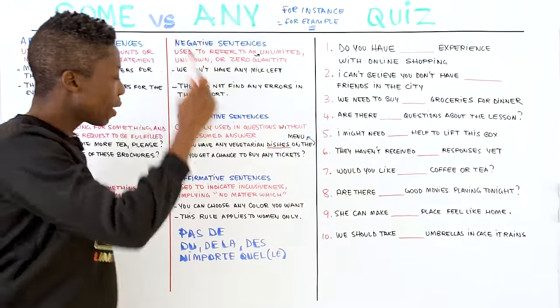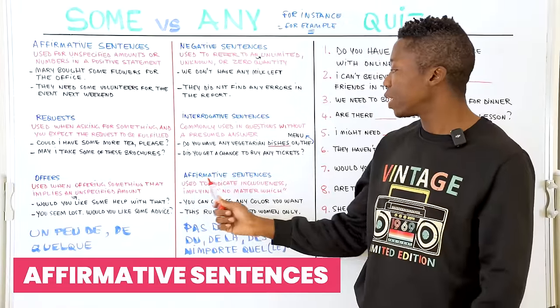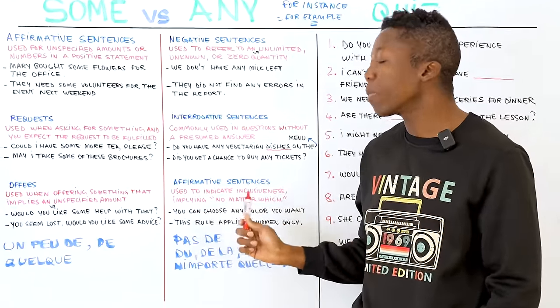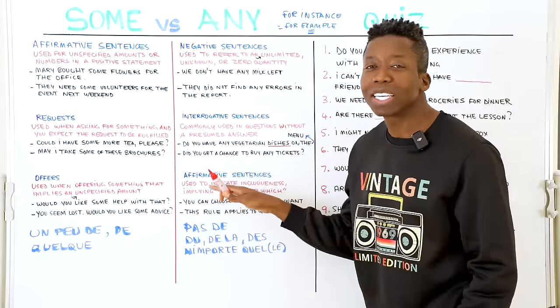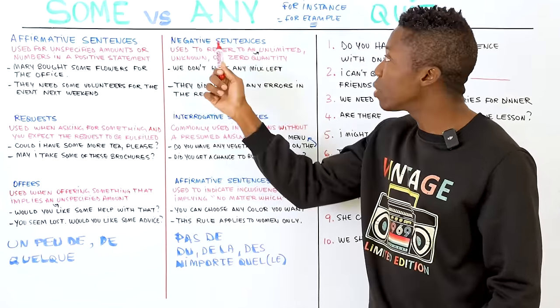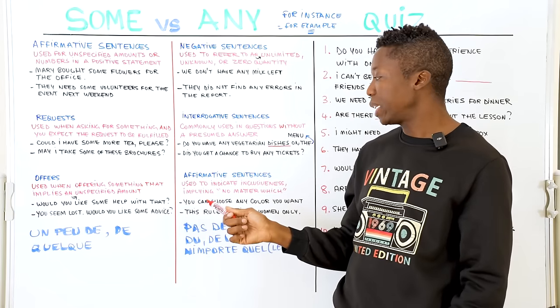All right. And then last, we use it for affirmative sentences. Affirmative sentences, it's used to indicate inclusiveness, implying no matter which. Celui-ci, ne vous inquiétez pas, je vais vous le dire en français. C'est n'importe quel. C'est utilisé pour signifier n'importe quel dans cette situation, si c'est affirmatif.